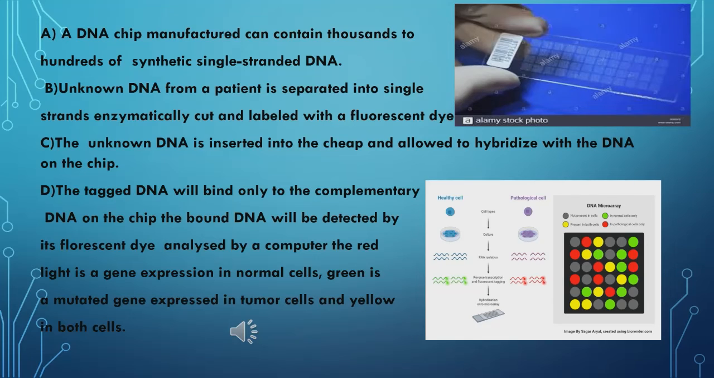The red light is a gene expression in normal cells, a green is a mutated gene expressed in tumor cells, and yellow in both cells.